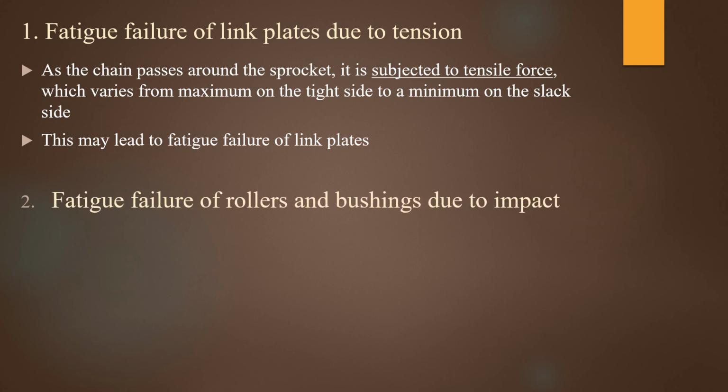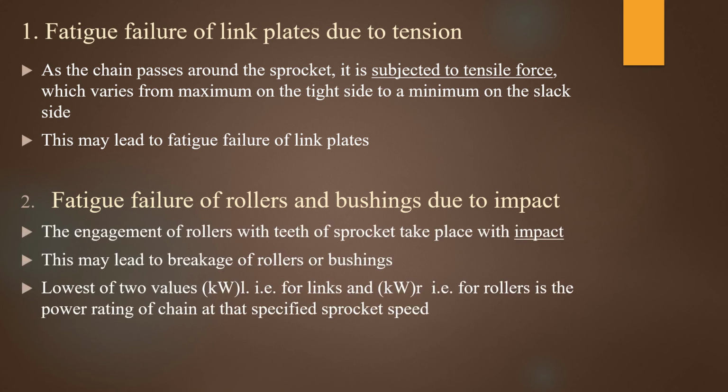The second mode of failure is fatigue failure of rollers and bushings due to impact. The engagement of the roller with the teeth of the sprocket takes place with impact. There is no smooth operation. This may lead to breakage of rollers or bushings. The lowest of two values, that is kW of L, the power rating of link, and kW of R, the power rating of rollers, gives the power rating of the chain at that specified sprocket speed. That means you have to select which of the power rating of link and power rating of rollers is the lowest value.